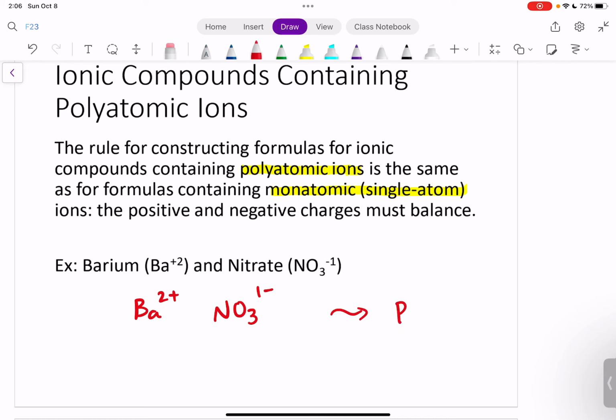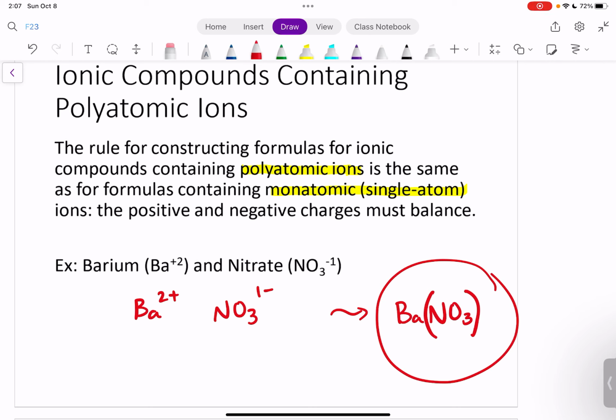If we just wrote BaNO3, and I'm going to put parentheses around nitrate here because it just makes it clear that you've got a polyatomic. And sometimes we'll have more than one, and then if we do, that number goes out here. But we'll talk about that. So for barium bonding to nitrate, is this compound that I've written out just like that a neutral compound? No, it's not neutral, right? Because looking here, we've got a 2+ versus a 1-. So those aren't canceling out right now.